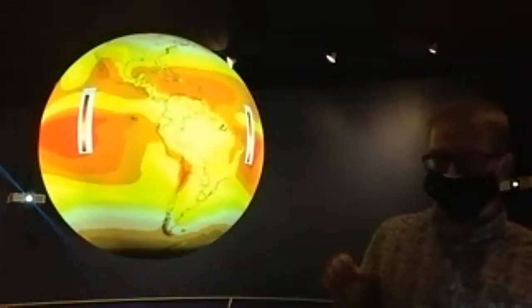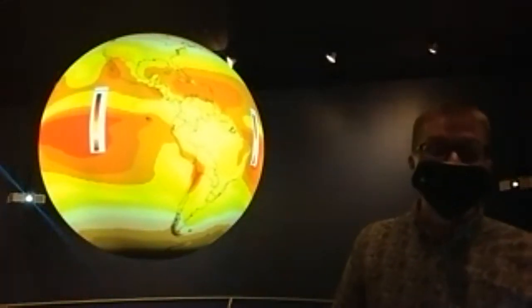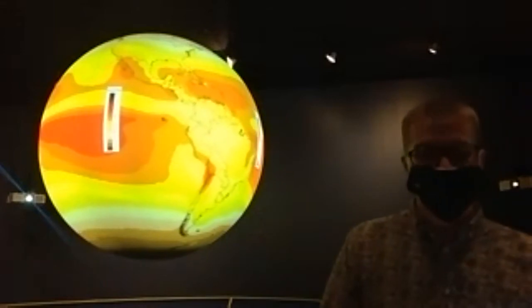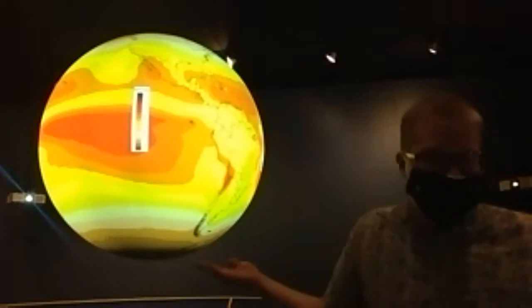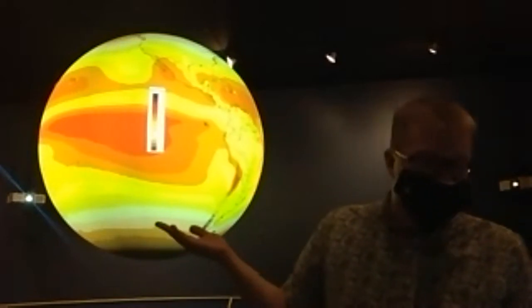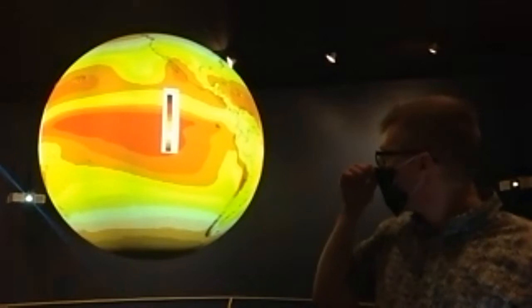We'll wait for the sphere to calm down for a second. This is looking at solar energy all over the Earth. And you can see that solar energy, I mean, the sun hits the Earth every day, right? It hits the entire Earth over 24 hours. And this is the same thing.